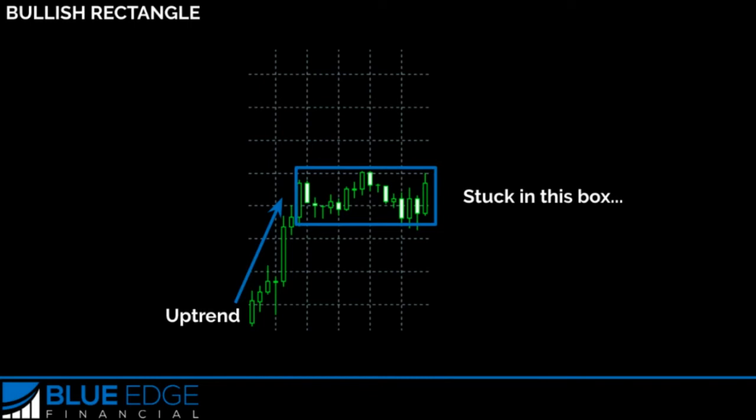Now, a bullish rectangle is just the opposite. It's going to form during an uptrend when the price consolidates as the buyers take a break. So here we have an uptrend. The buyers are taking a break here as it's kind of stuck in this box.